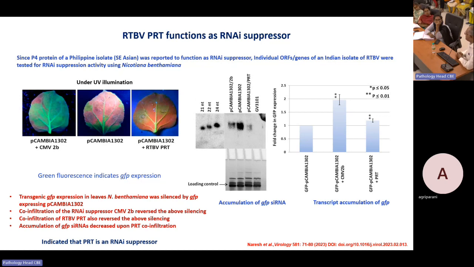That means the PRT protease of the Indian RTBV also may have an RNAi suppressor function. And then she did some other small RNA experiments, etc. And the GFP expression fold change is also shown there. So basically, this sort of experiments indicated that the Indian RTBV, the PRT protein, protease of Indian RTBV, probably acts as an RNAi suppressor. So it's a protease. So protease needs the polypropylene of the viral protein.